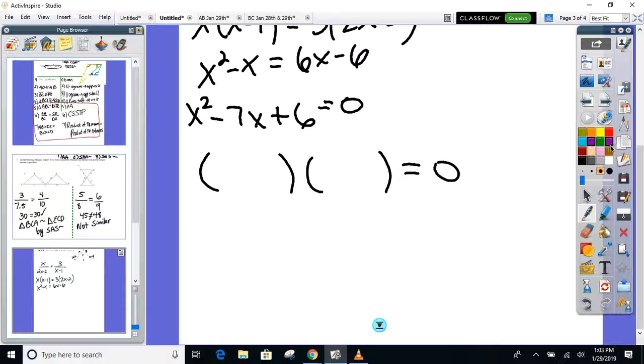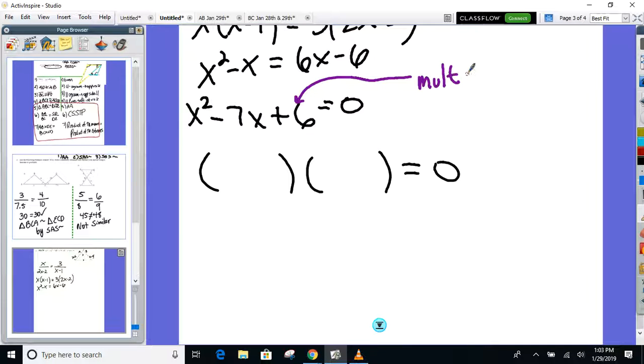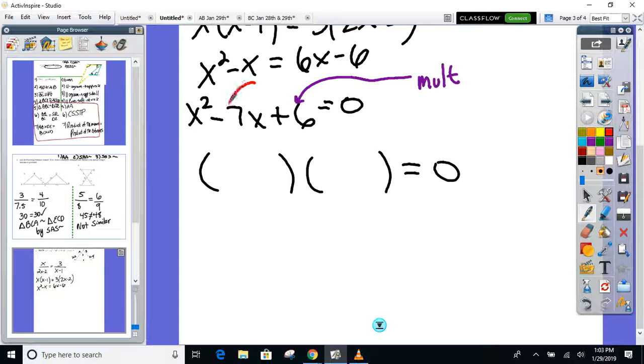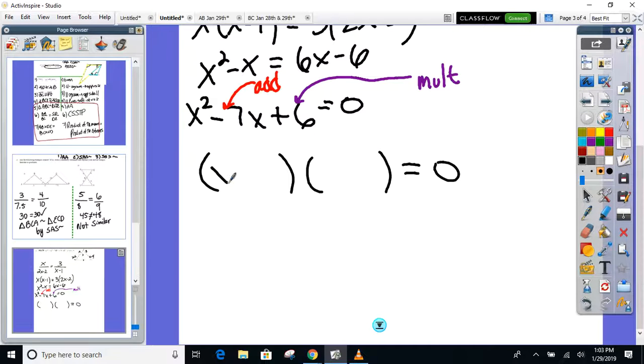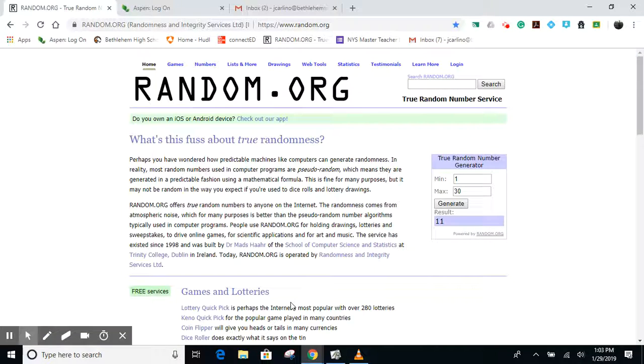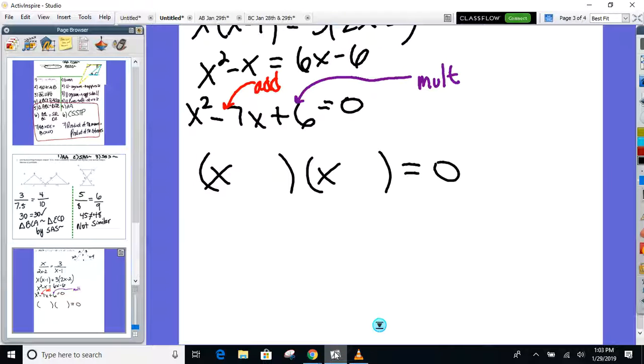All right, what am I looking for? Two numbers that multiply to what? 6. It's got to multiply to 6, but add to -7. There are two numbers that do that. -1 and -6. Okay, so we end up with two answers. We have x equals positive 6, x equals positive 1.